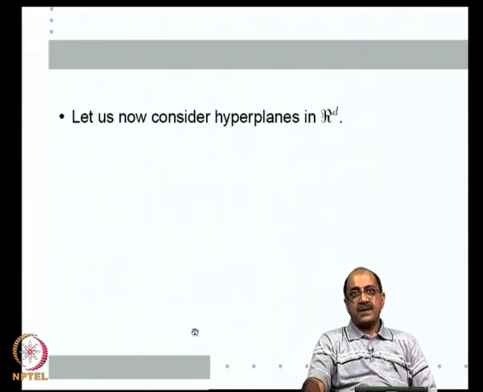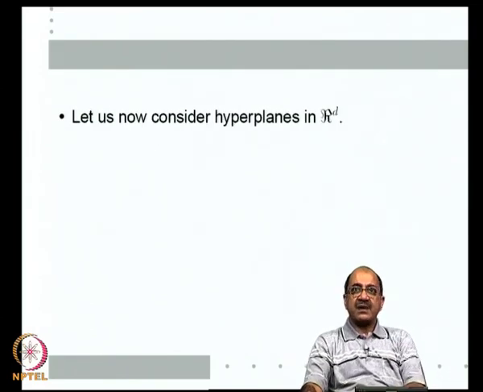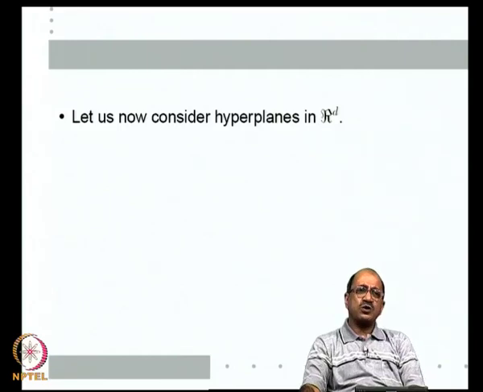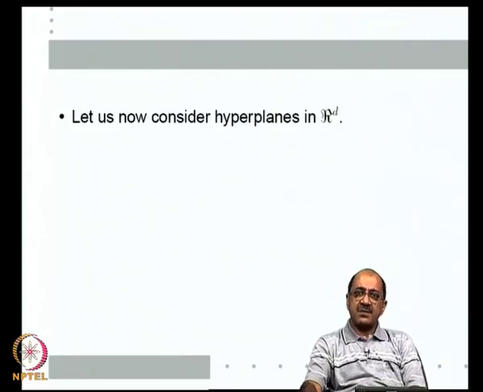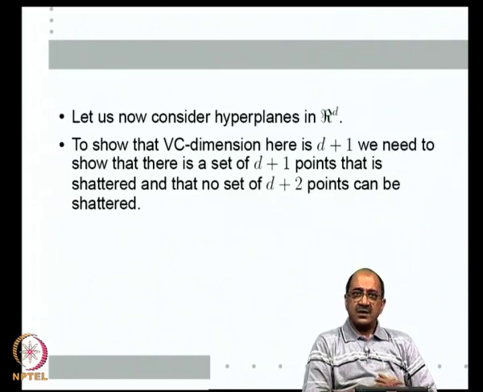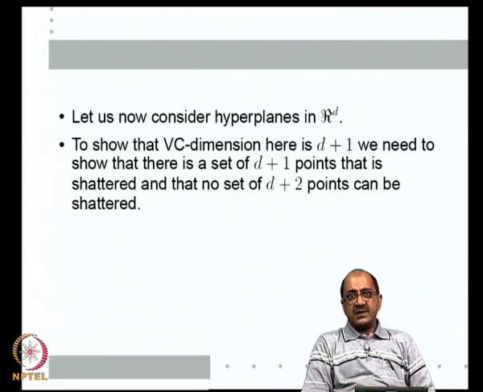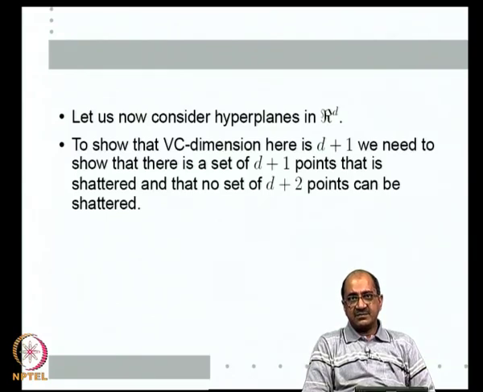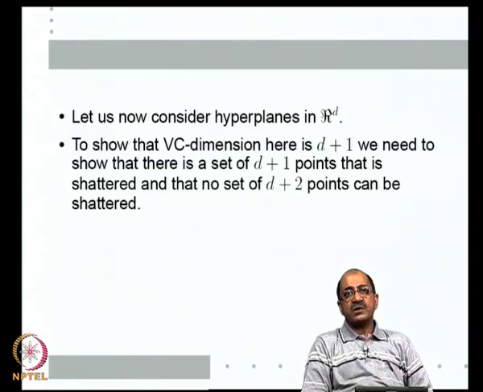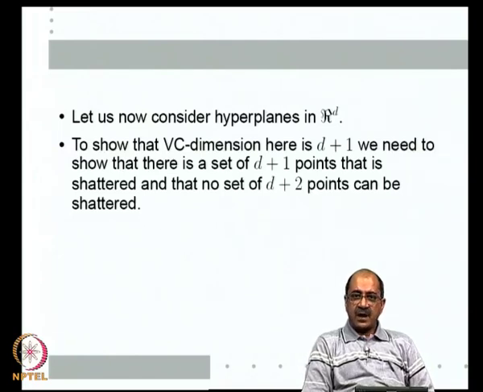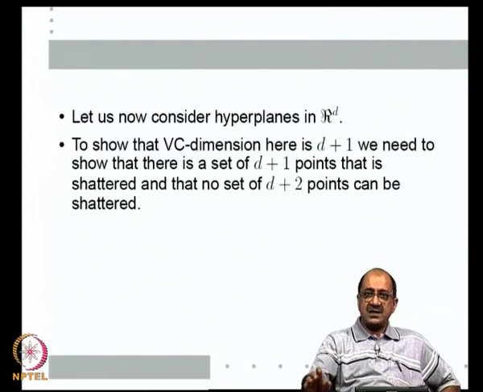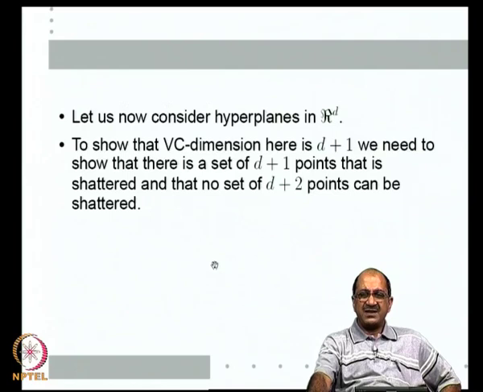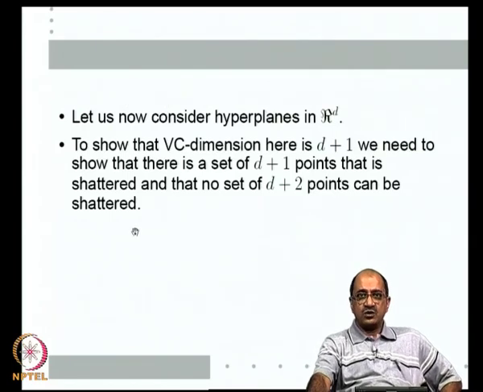Okay. So, now let us consider hyperplanes in RD. What do you have to show? We have to show that the VC dimension of hyperplanes in RD is D plus 1. Once again, what does this mean? I have to show that there is at least one set of D plus 1 points that is shattered, and no set of D plus 2 or more points can be shattered, right. I have to exhibit one set of D plus 1 points that can be shattered, and no set of D plus 2 or more points can be shattered, right. This is what we are going to prove now. Okay. A bit of maths, a lot of equations. So, let us go slowly.